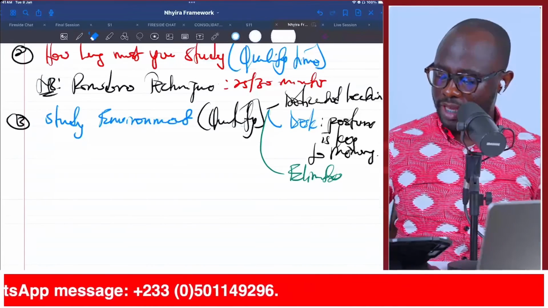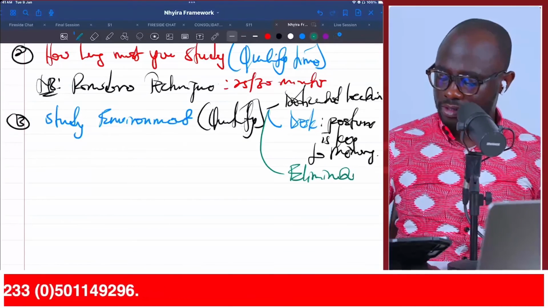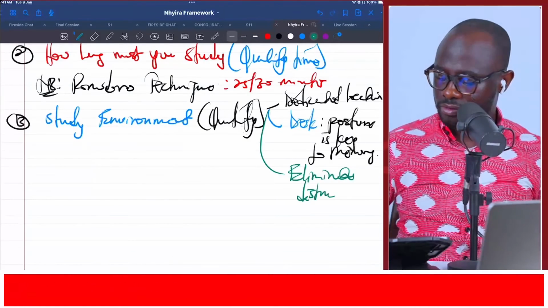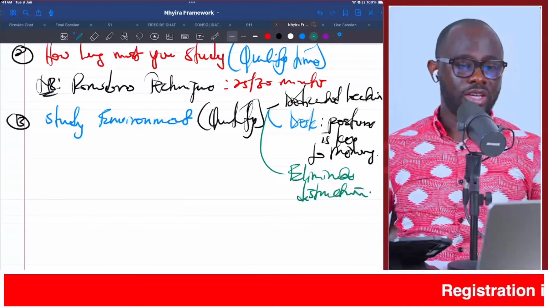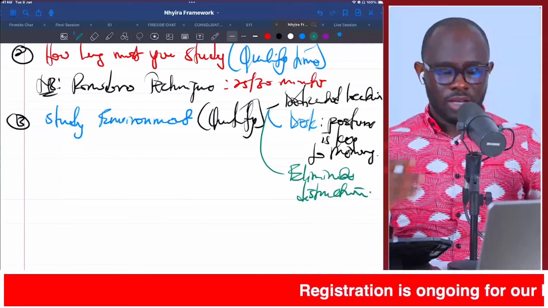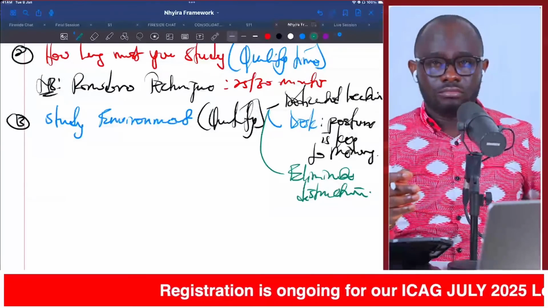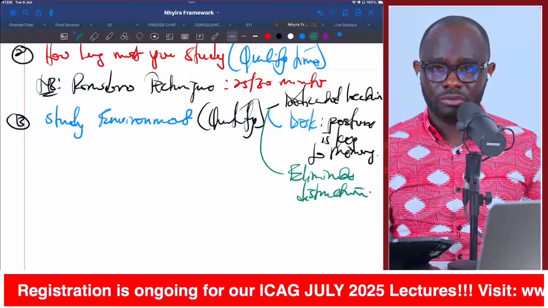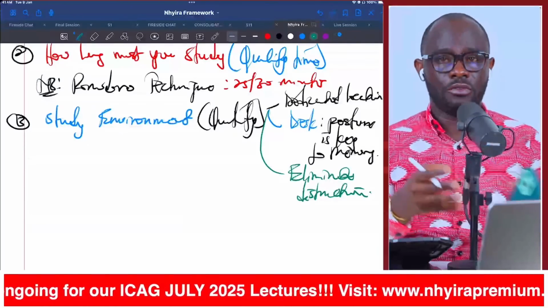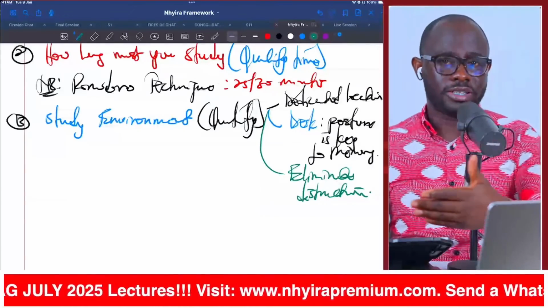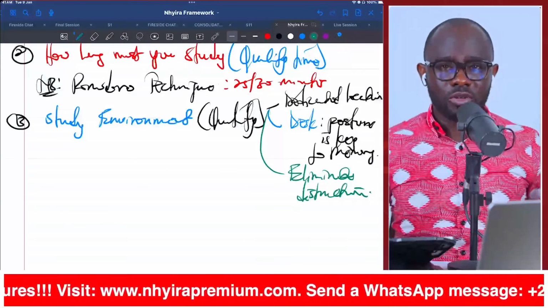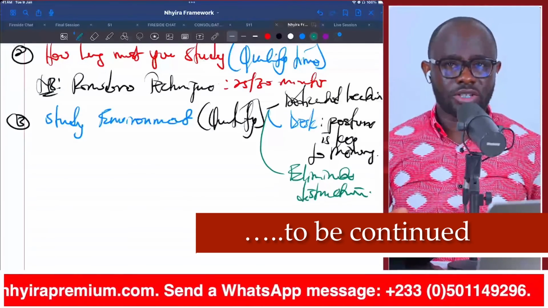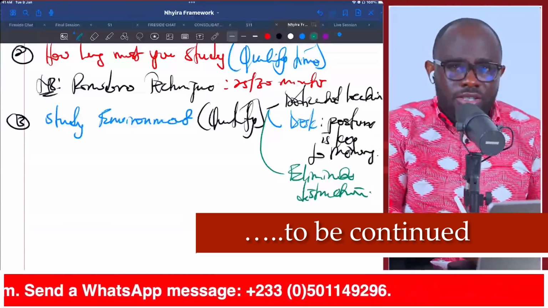So you eliminate distractions from your study location. When studying, your phone cannot be with you. If your phone is with you, even if it's on focus mode or do not disturb mode or whatever mode, it is a distraction. The TV cannot be on and you say you are studying.